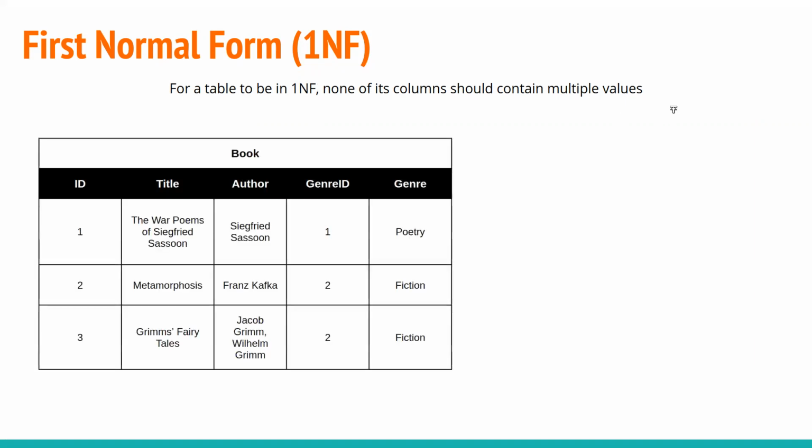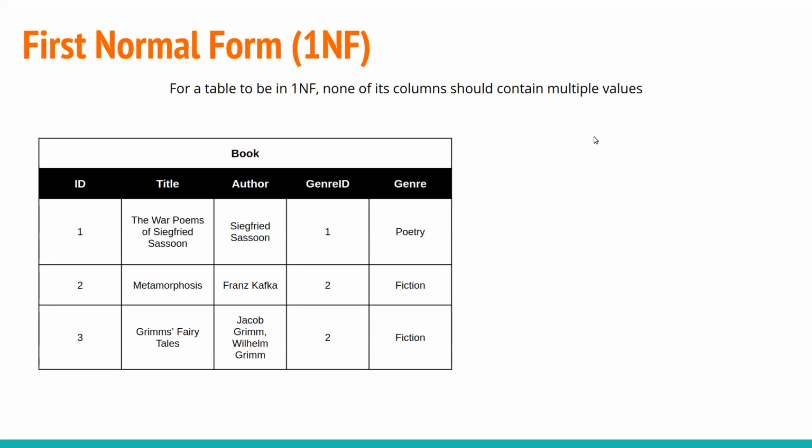So let's jump into first normal form. First normal form is super simple. It's a very simple rule that you just apply to get a database into first normal form. The rule is: for a table to be in first normal form, none of its columns should contain multiple values. So let's take a look at our database over here. That's our table.